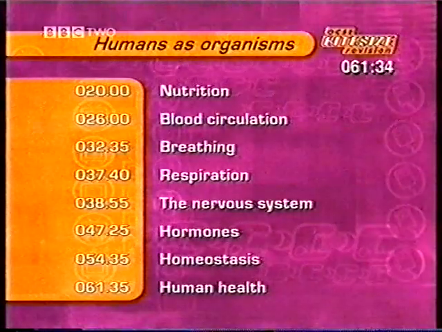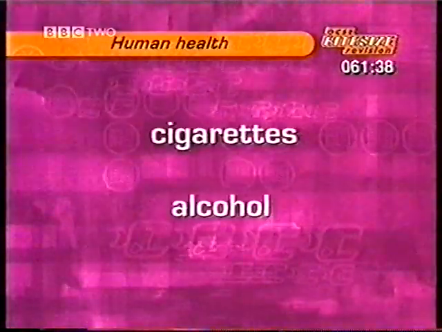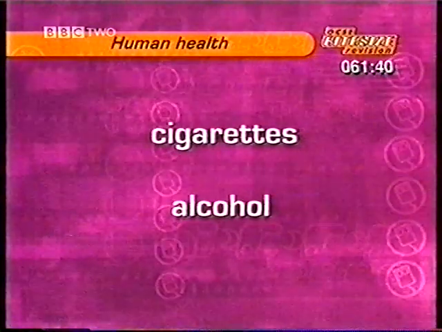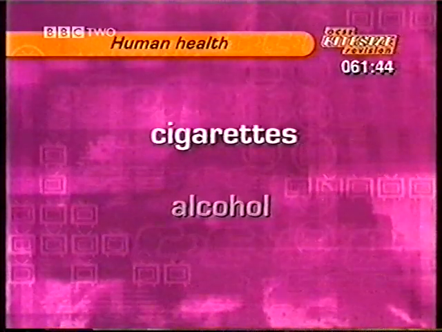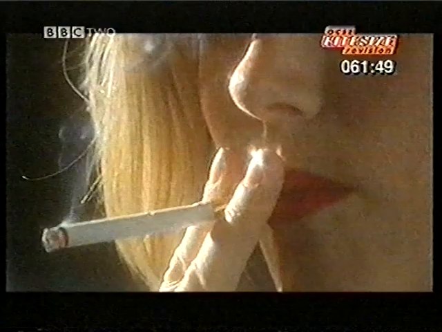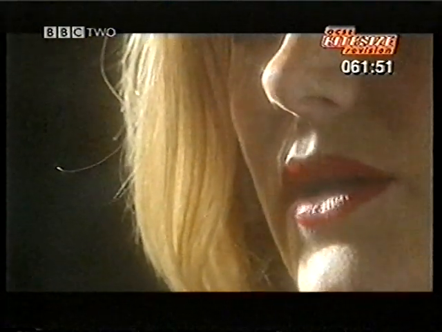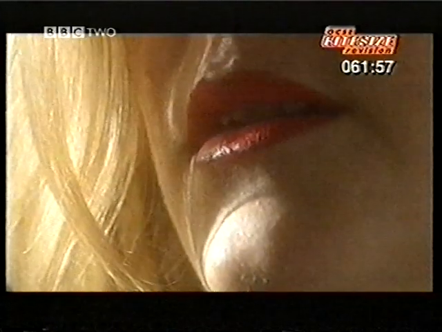This section is about human health. In this section, we'll look at the effects that cigarettes and alcohol have on the human body. First, cigarettes. Smoking cigarettes affects the brain. It causes heart disease and damages the lungs and airways. As you watch this clip, note down the different ways that cigarettes damage human health.